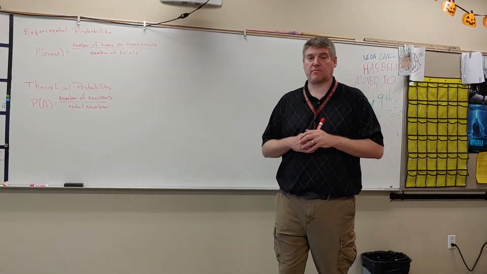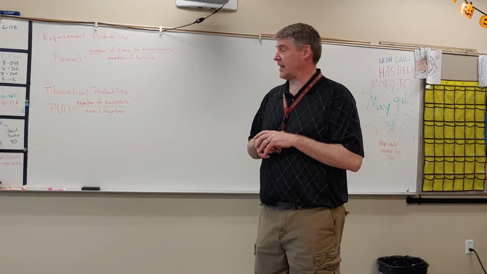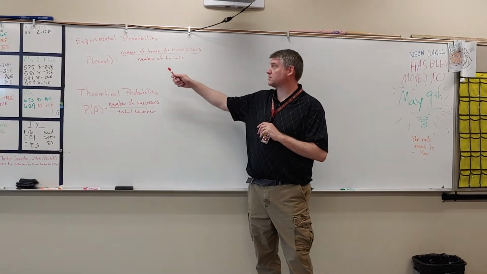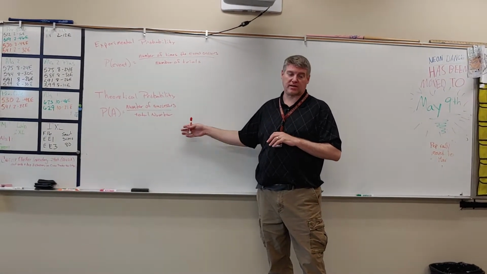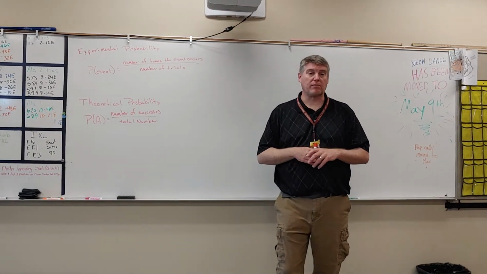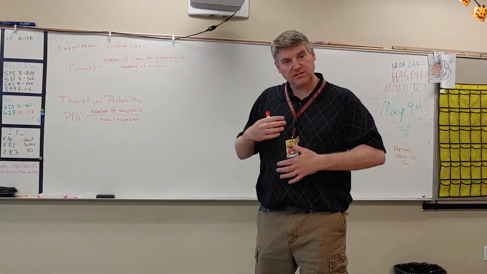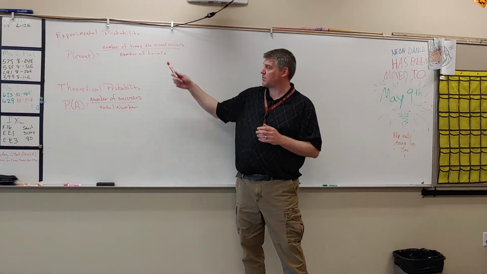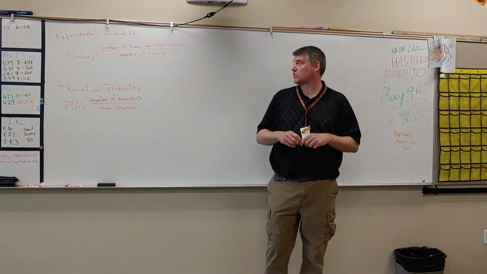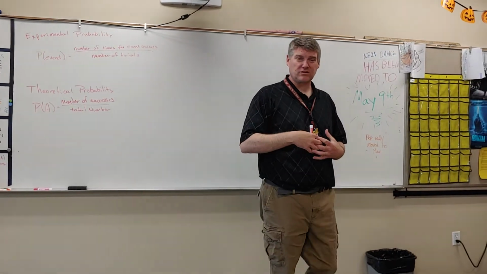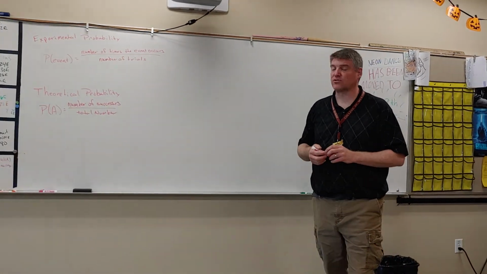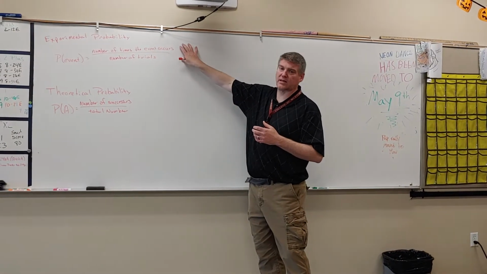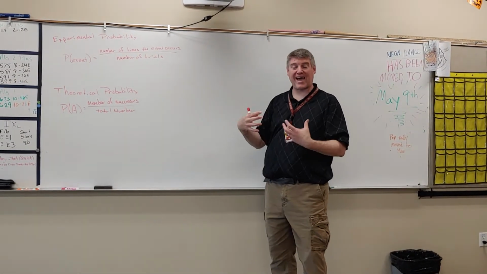All right, we're going to talk about probability now. We have two different types of probability that we're going to talk about. We're going to talk about experimental probability, and we're going to talk about theoretical probability. So there is a slight difference in them. Experimental probability is the probability of an event equals the number of times the event occurs over the number of trials. Okay? So this is very dependent on the actual experiment.